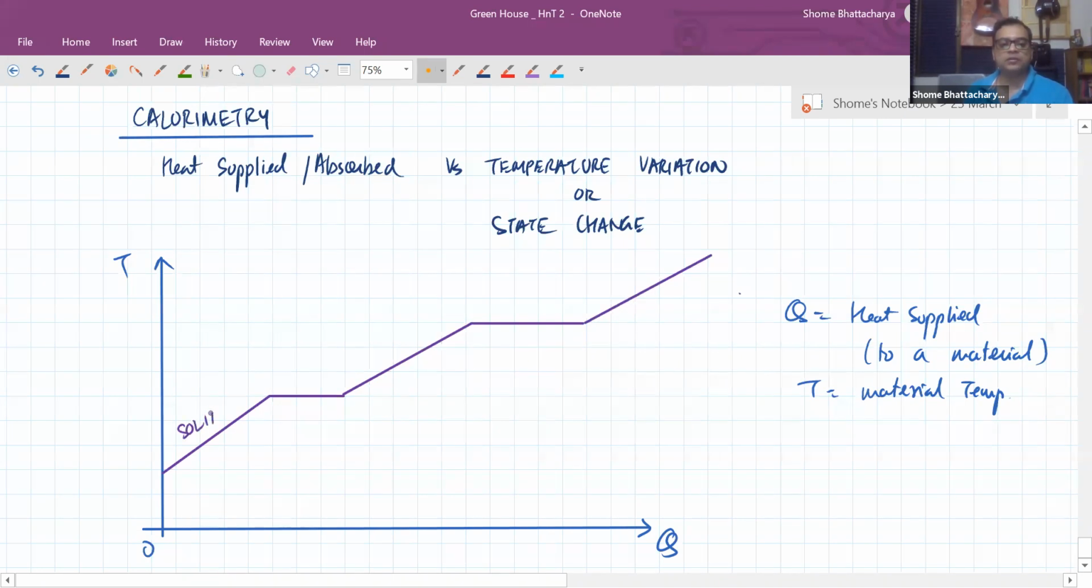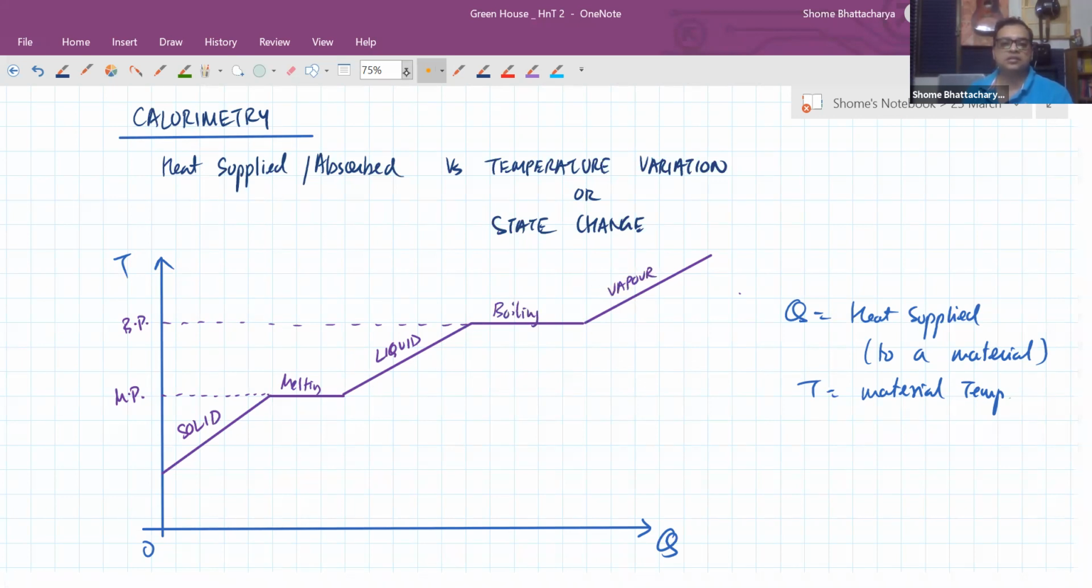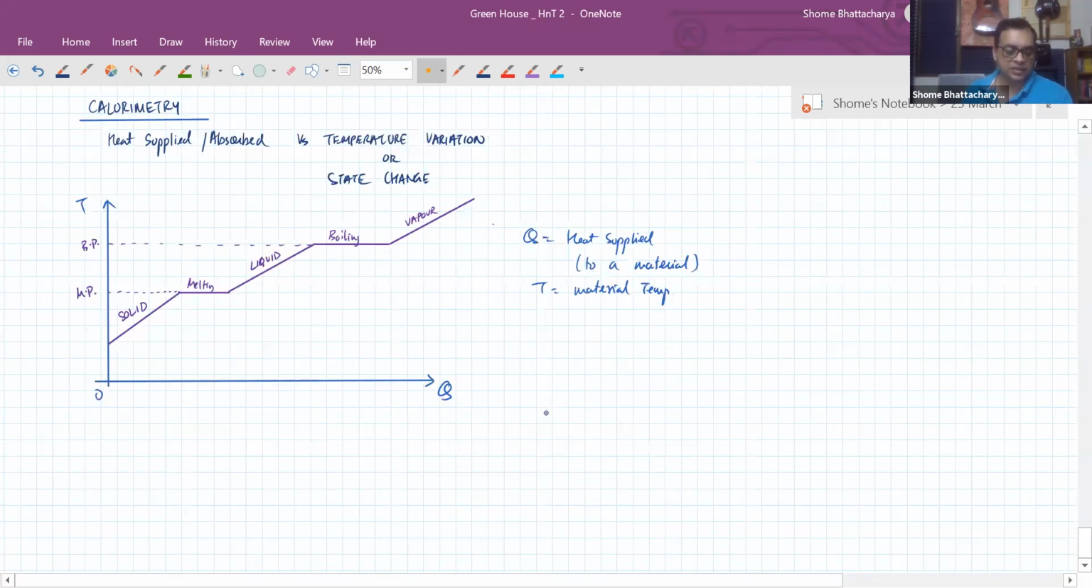So this is solid. At a certain temperature called the melting point, the state change of melting takes place. Once melting is over, the material is in liquid state, and its temperature starts to rise again till it reaches a specific temperature called the boiling point. The moment we reach the boiling point, heat supplied results in boiling or vaporization. Only when the vaporization is complete and the whole material is in vapor state does further heat supply result in temperature variation.